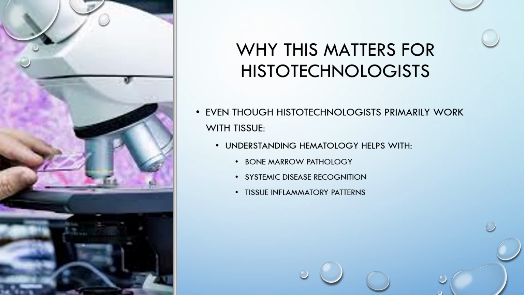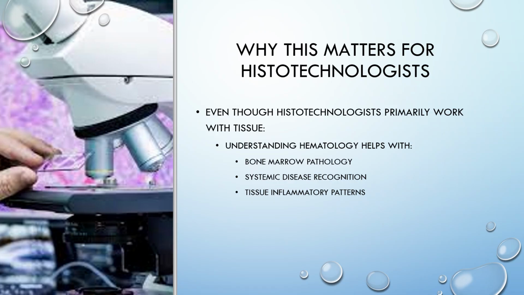Now you might be wondering why we spend so much time talking about blood cell morphology in a histotechnology course. After all, histotechnologists primarily work with tissue specimens rather than peripheral blood smears. But the truth is that a strong understanding of hematology actually supports several important areas of histotechnology practice. For example, when examining bone marrow biopsies, understanding hematopoiesis and blood cell development is absolutely essential.